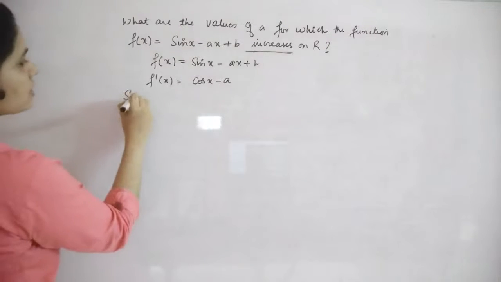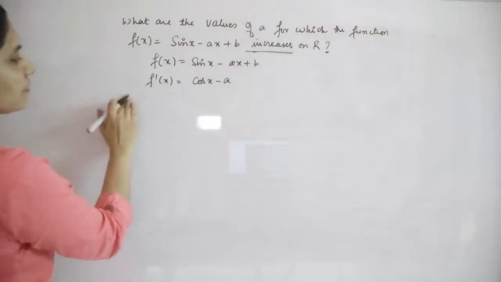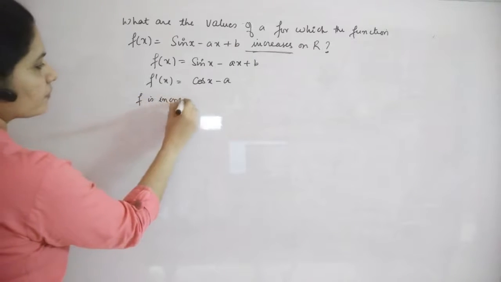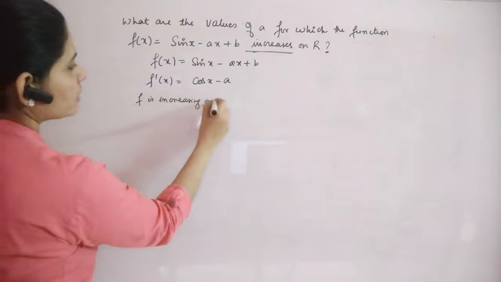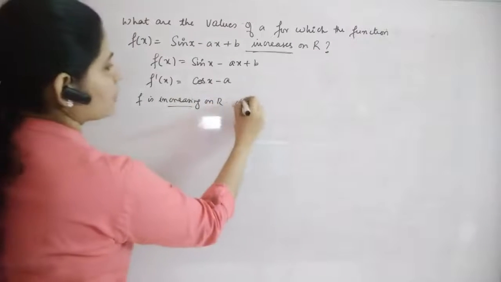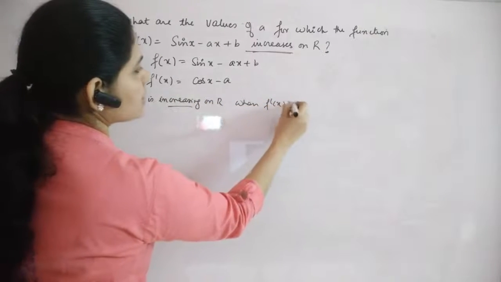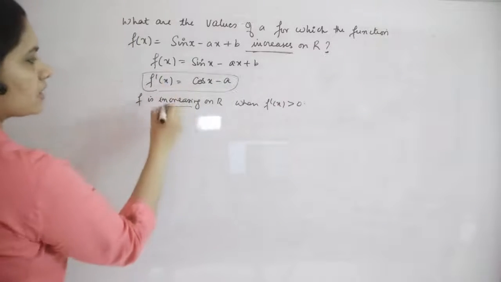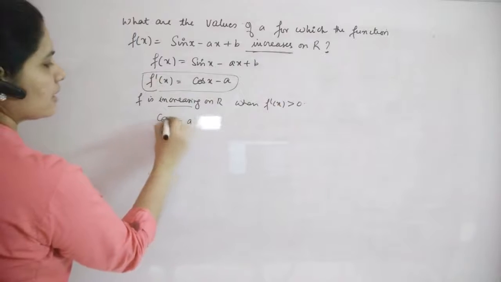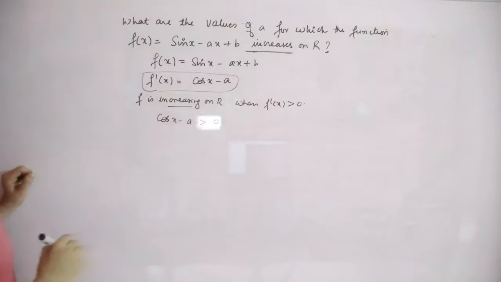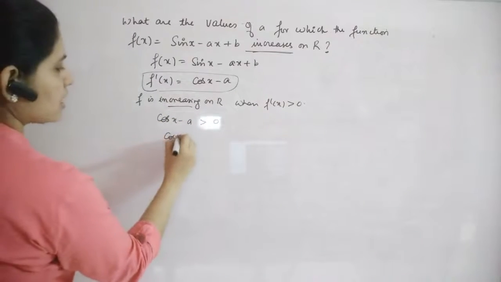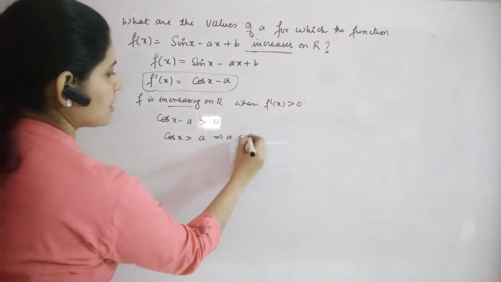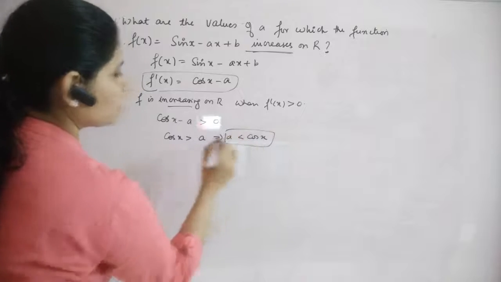Now, f is increasing on R, which is given, when f dashed of x is greater than 0. So you will get cos x minus a is greater than 0, or cos x is greater than a, the same as a is less than cos x. This is the condition you are getting.